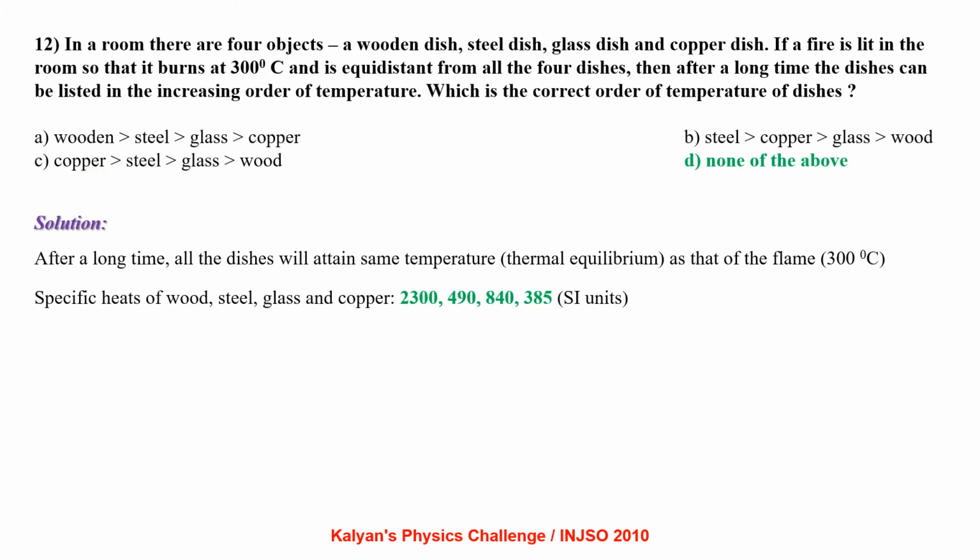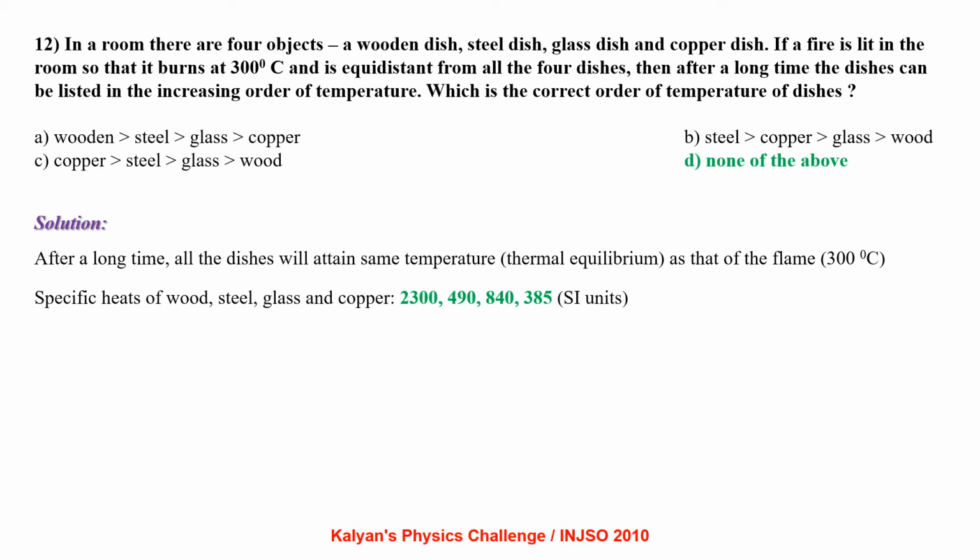In a room, there are 4 objects: a wooden dish, a steel dish, a glass dish and a copper dish. If a fire is lit in the room so that it burns at 300 degrees centigrade and is equidistant from all the 4 dishes, then after a long time the dishes can be listed in increasing order of their temperature. Which is the correct order of temperature of the dishes?